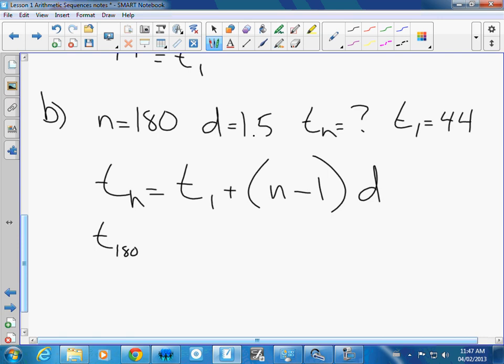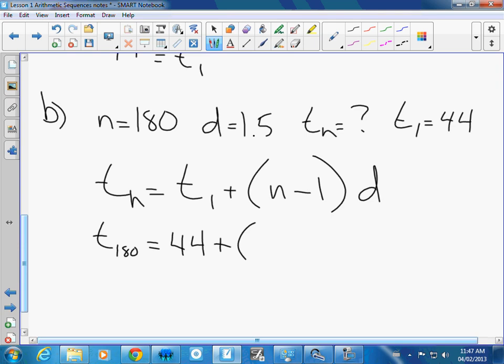No, because we know what N is. What's N? You're telling me I'm looking for the 180th term. This is how you do it. If you put T in there, that's fine, but you know you're looking for the 180th term. What's T1? 44. What is N again? 180. If you ever forget, just write it there.